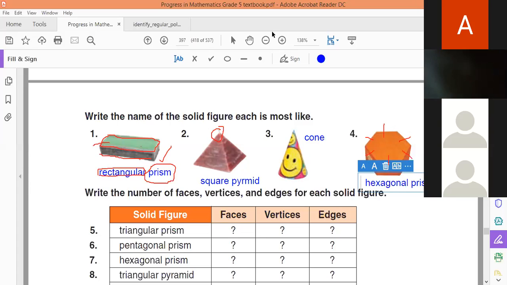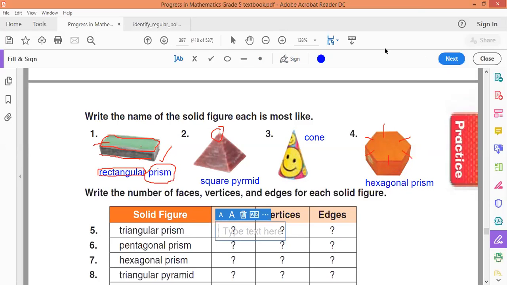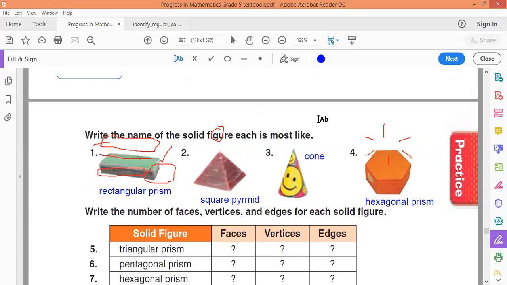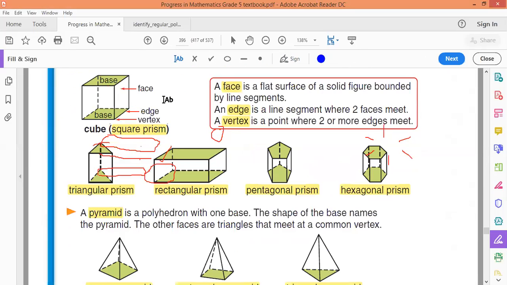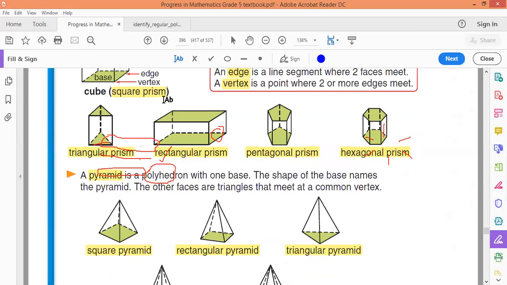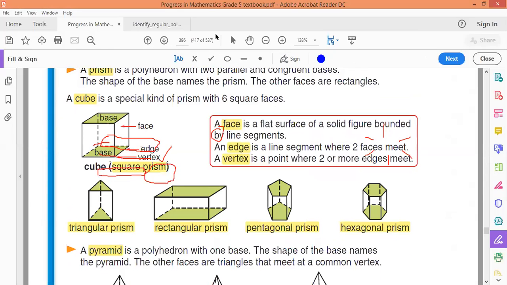Now, next one, question number 5. Write the number of faces, vertices, and edges for each solid figure. First of all, triangular prism. I will scroll up to the previous page. Do we have a triangular prism? No, here we don't have. Just a minute.